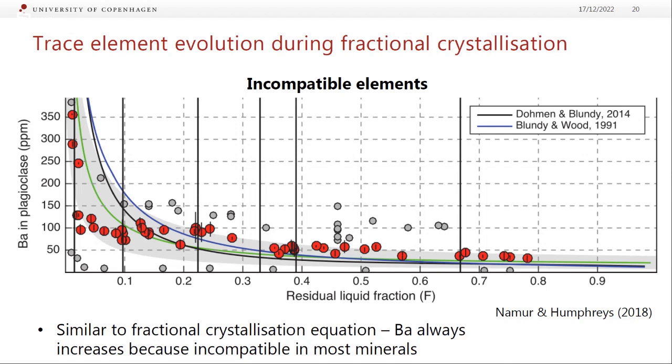So what's going on here is from the early stages of the intrusion, we're crystallizing our troctolites, then our gabbros, our oxide gabbros, then our weird iron-rich olivine ferrodiorites, and basically barium's just going up and up and up, and it's getting more and more concentrated in the melt. So even though it is incompatible in plagioclase, the melt concentrations are getting so high that towards the end we start to see some relatively high barium contents in the plagioclase. So this is exactly what we saw last week with the fractional crystallization behavior of incompatible elements.